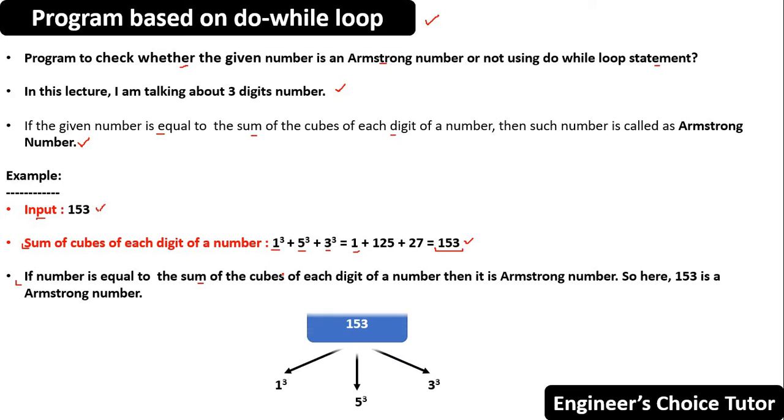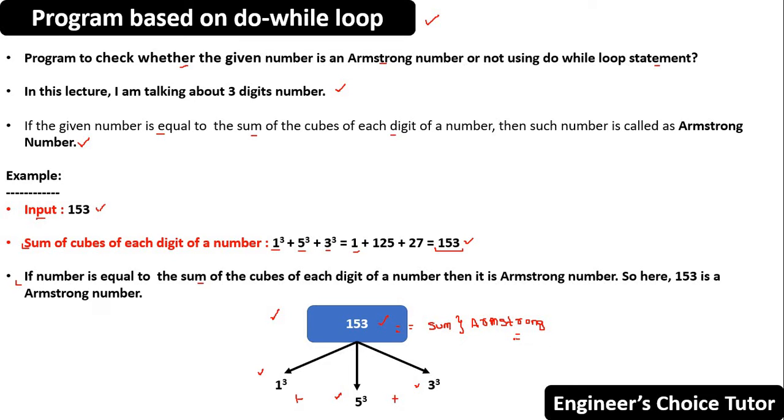Now let's see next. Basically we have to get the individual digits of a number, then cube each digit and perform some operation. In the last, compare the number with some value. If they are both the same, both equal, then it means your number is an Armstrong number. This is the logic that we have to implement. Fine with this?